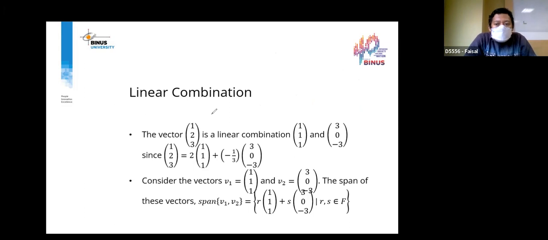Okay, any questions for linear combination? Are there any questions about linear combination? No questions? I think this definition was already given in linear algebra. This definition, the linear combinations. Any questions about linear combination?